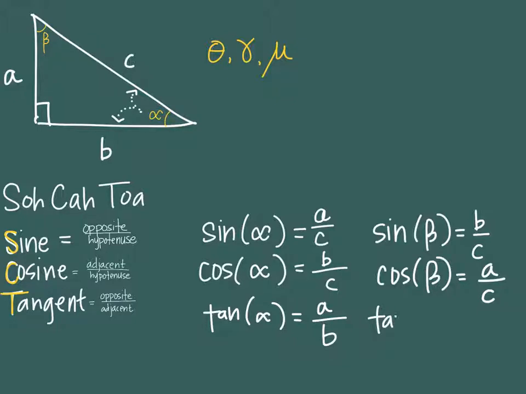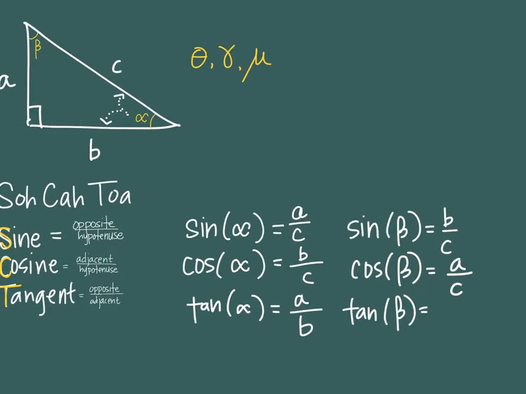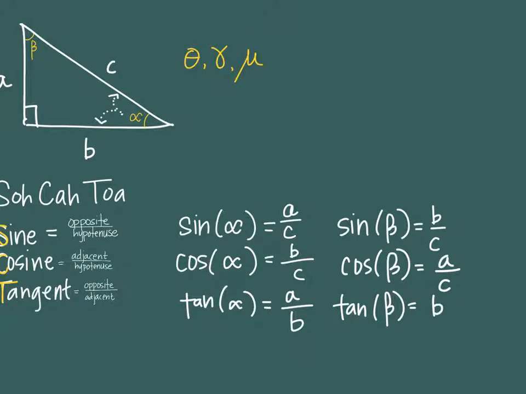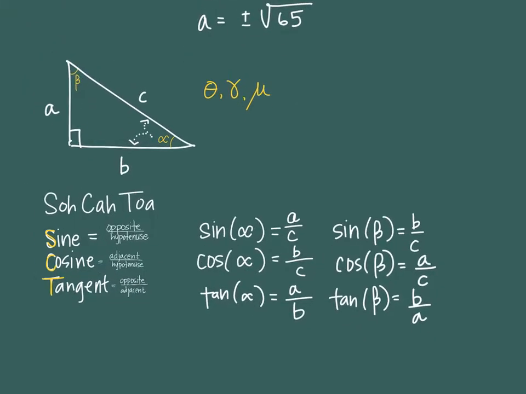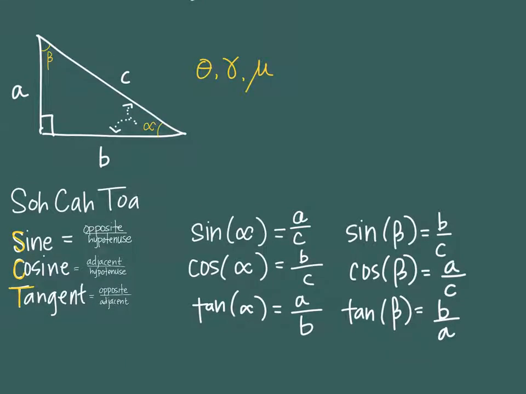And then the tangent of beta, B with the tail. That'll be the opposite, which is B, over the adjacent, which is A. And again, I don't use C at all. That's what SOHCAHTOA is. SOHCAHTOA is a weird made-up word just to help you remember the order in which sine, cosine, and tangent go.